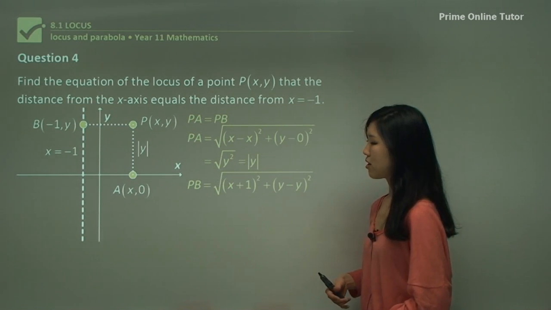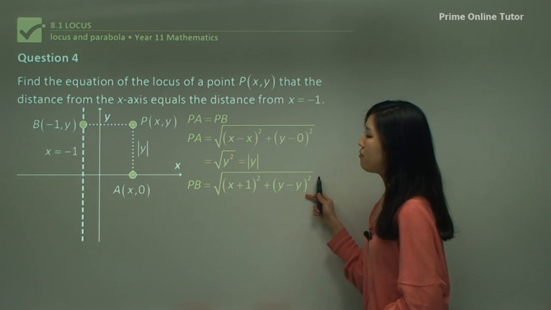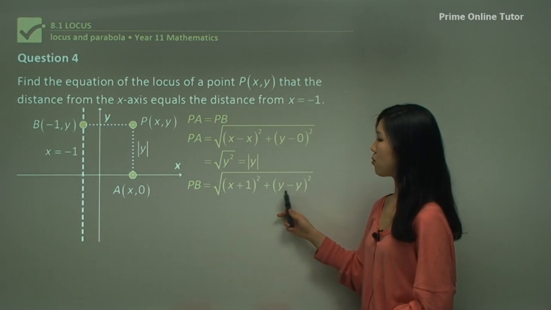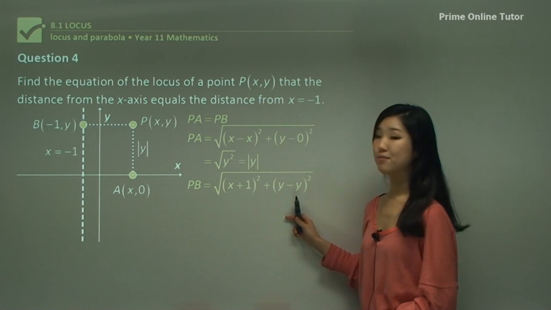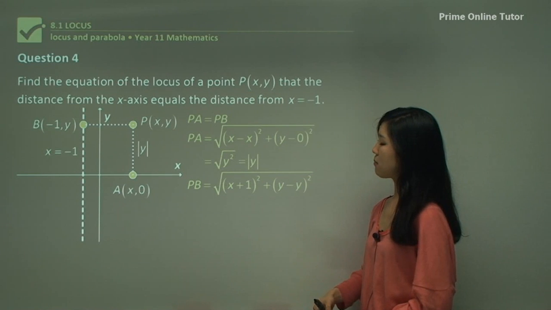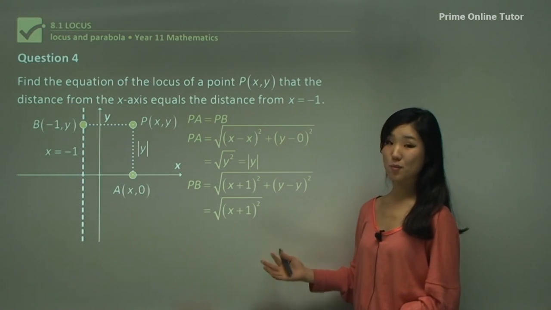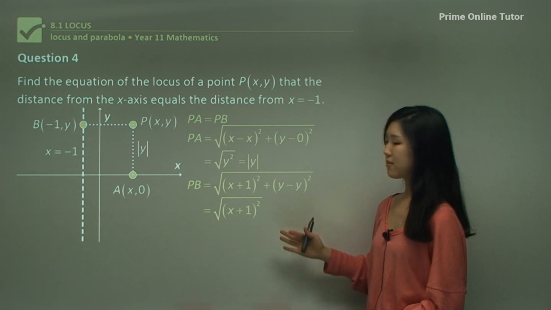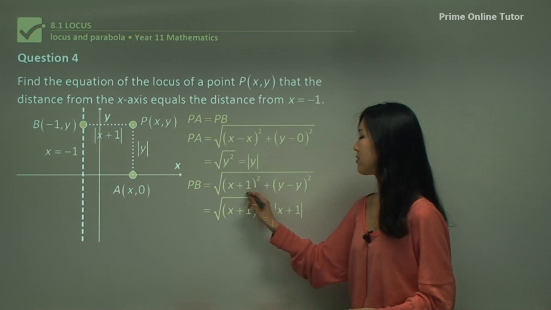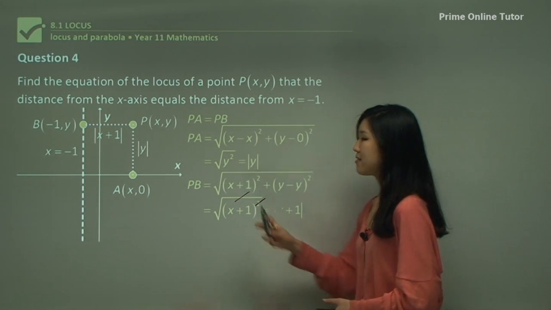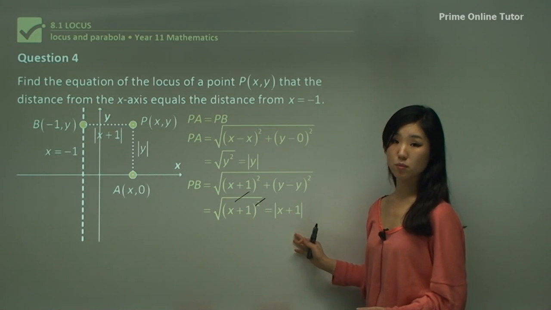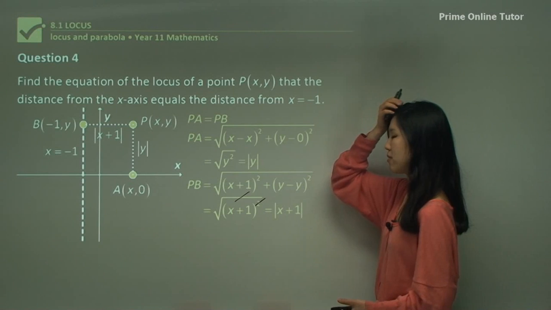Now PB, again I'm going to use my distance formula. Square root of (x minus -1) squared, so (x plus 1) squared, plus (y minus y) squared. Okay? And then this is going to be 0, right? Y minus y is 0. And then it's going to be left with just square root of (x plus 1) squared. Okay? And what is this going to be, guys? Basically, this will be x plus 1 absoluted. Okay? I know that this and this will cancel each other. But again, this distance must be positive. So therefore, this must be absolute value of x plus 1. Okay? So please don't forget your absolute values.